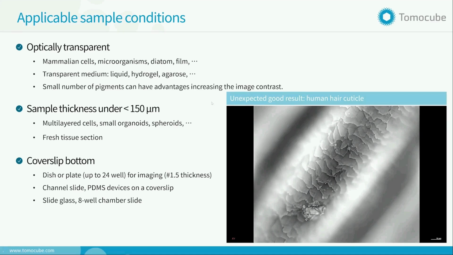When we get questions about sample conditions, if your sample meets these conditions, we recommend just doing a demo, because we always see unexpectedly good results. In this case, this is a human hair cuticle. This is not an electron micrograph. This is our HT data, and you can see the tomograms of the hair with high resolution visualization of the hair cuticle structures here. This is something we didn't expect, but it can be easily observed using our HTX1 system.